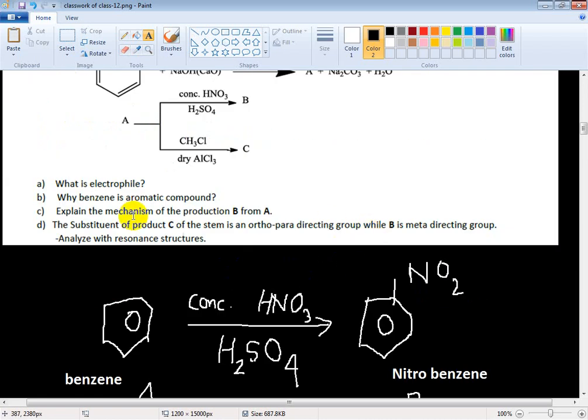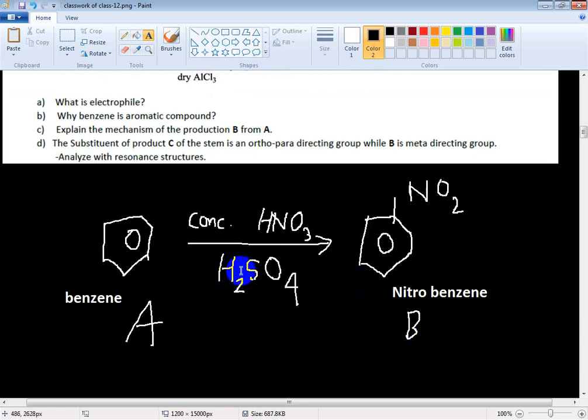Now I have to explain the mechanism of the production of B from A. How is this mechanism formed? The benzene ring contains resonance, an electron cloud. So will electrophilic substitution or nucleophilic substitution occur? Benzene is electron rich, with pi bond electrons. So which type of reaction occurs, electrophilic or nucleophilic? Electrophilic.